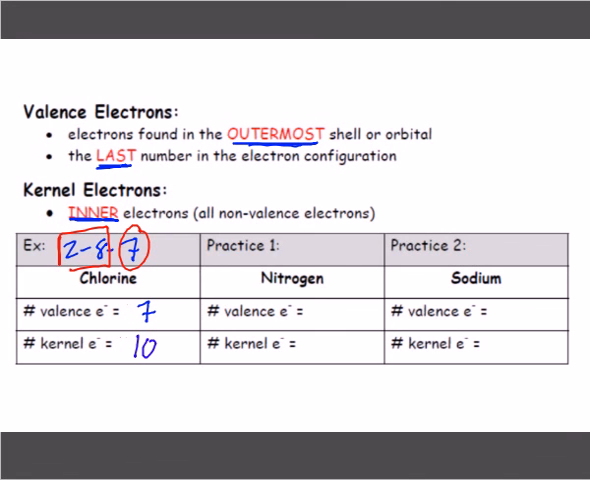I want you guys to do nitrogen and sodium. Nitrogen's going to have 5 valence electrons. How many kernel ones? 2, right? So it's going to change based on the element. Each element's going to be different. Some will be similar in terms of kernel, but valence will be different.